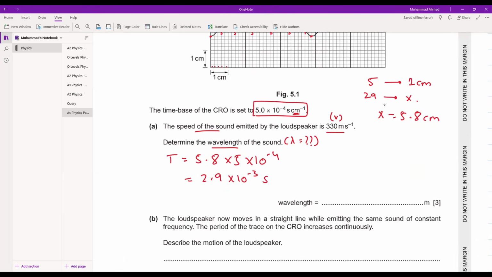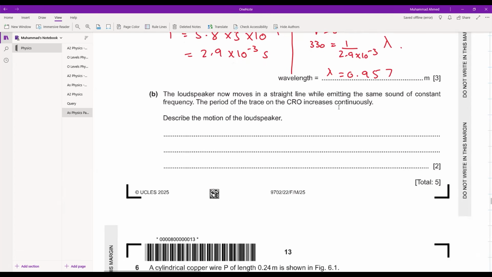You have to calculate the wavelength. How will you do that? Very easy. V is equal to f lambda. Velocity is 330. How will you put the frequency? 1 over time period, 2.9 into 10 raised to the power of minus 3, into lambda. Can you calculate the wavelength? Yep, 330. Wavelength comes out to be 0.957 meters according to three significant figures. Easy peasy lemon squeezy. Let's move ahead.